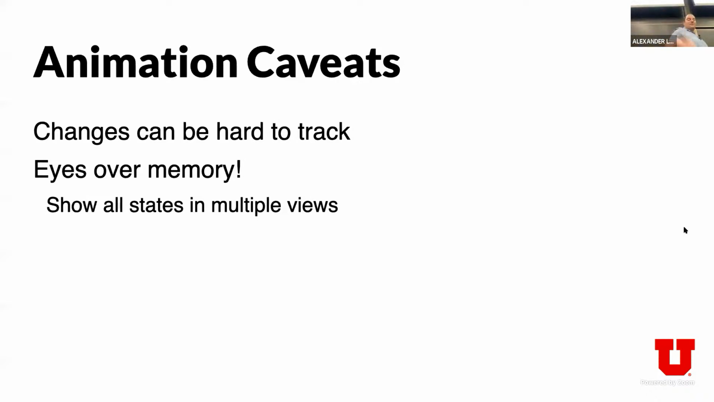So changes can be hard to track. And then there's one principle that's called eyes over memory. And that's very important. And I'll come back to this a few times. But essentially, every time you show a transition like this, you also have the option of showing just a second view at the same time, right? Of course, that needs more space. But depending on what you want to show, it might make sense to just show two views.